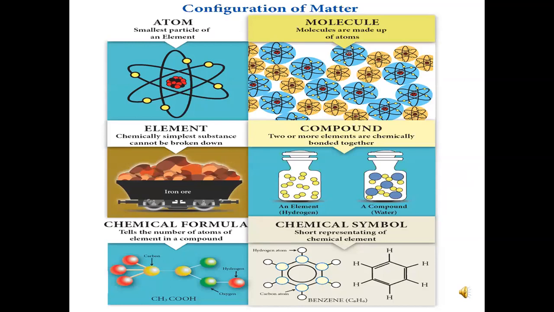Third one, element. Chemically simplest substance that cannot be broken down. Next one, compound. Two or more elements chemically bonded together. For example, hydrogen is an element and water is a compound. These are examples: element example hydrogen and compound example water. Next, chemical formula, and last one chemical symbol. These are the configuration of matter.